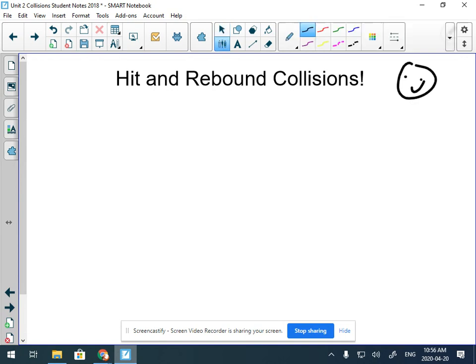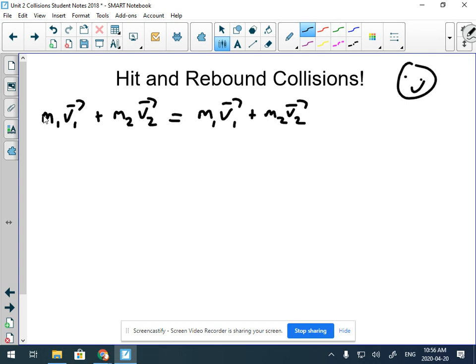Hit and rebound collisions use the formula, and this is on page 2 of your data booklet in the top right-hand corner. Hit and rebound collisions look like this: M1 V1 plus M2 V2 is equal to M1 V1 plus M2 V2. And this side is before, and this side is after the collision.